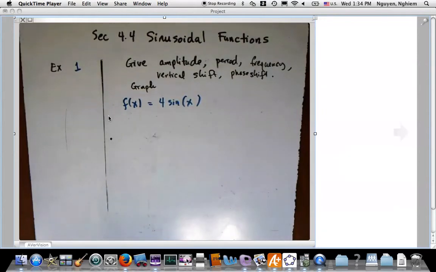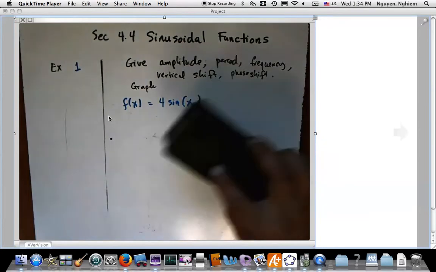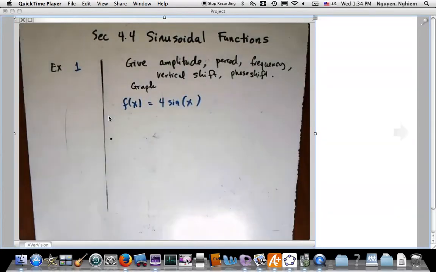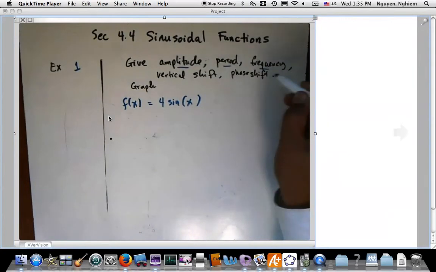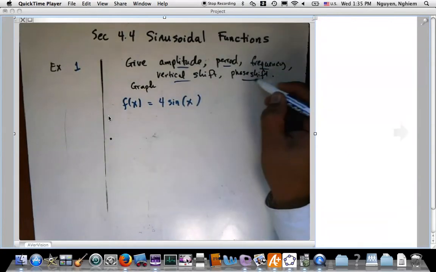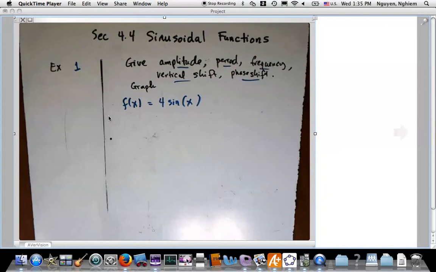Functions, and we've done some discovery about what the sine and cosine functions mean. We've also done a little bit of work with definitions of amplitude, period, frequency, phase shift, vertical shift, and now we get into some of the problems that ask us to graph and give this information: amplitude, period, frequency, vertical shift, phase shift. Okay, so let's start with this first function here.